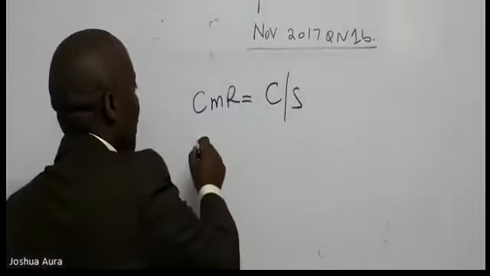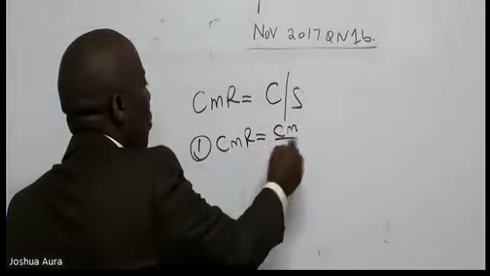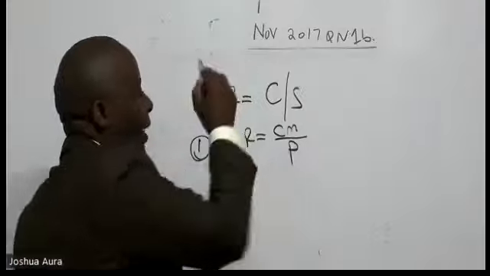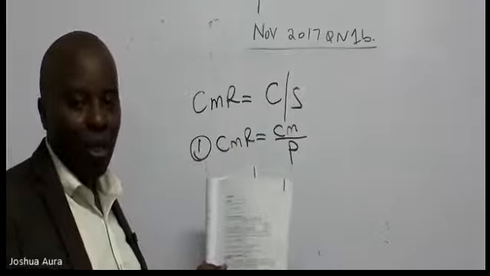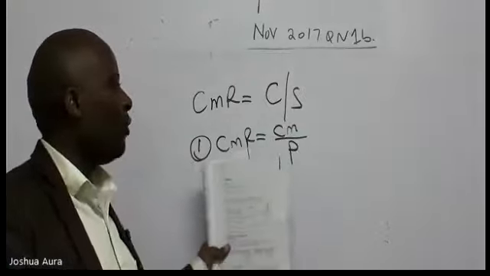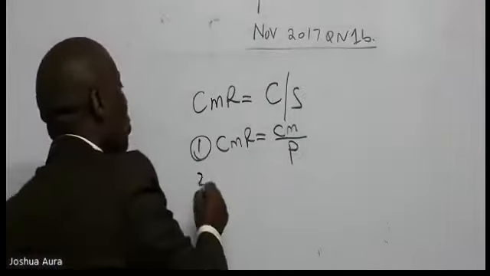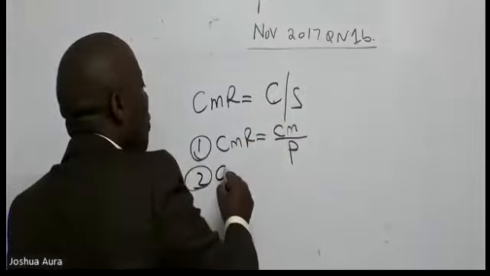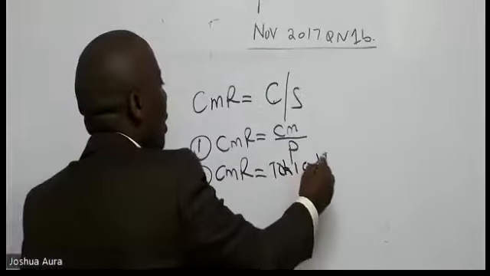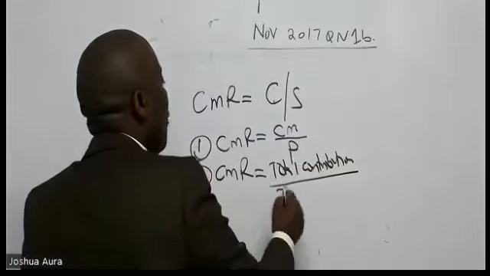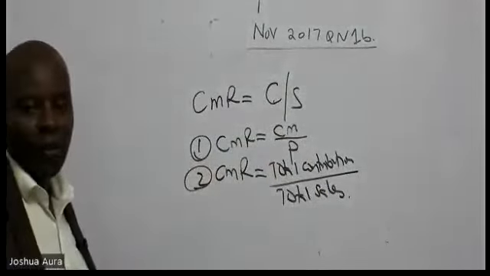And how do we get it? There are 2 formulas. Formula number 1, to get CMR, we can take, in this case here, contribution per unit, which is known as contribution margin, divided by selling price. Number 2, you could also adopt this formula where you say contribution margin ratio is total contribution all over total sales.